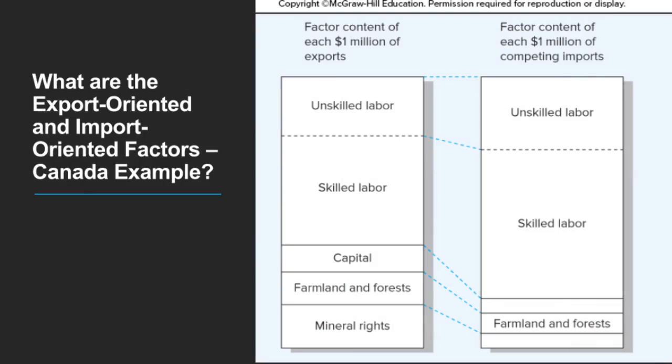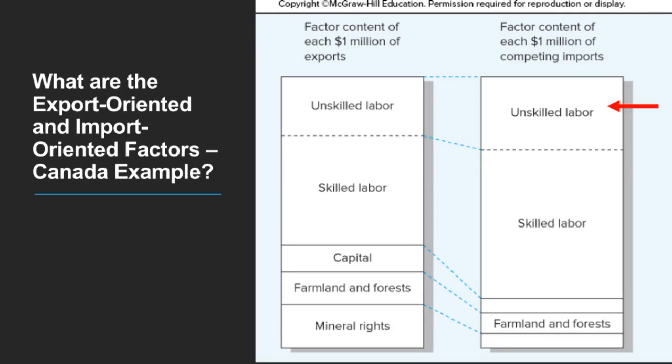This chart provides evidence on endowments for 7 factors: physical capital, highly skilled labor, medium skilled labor, unskilled labor, crop land, pasture land, and forest land, and it discusses endowments of other natural resources for Canada. It provides a side-by-side comparison of the factor content of each $1 million of Canadian exports and the factor content of each $1 million of imports competing with domestic imports.